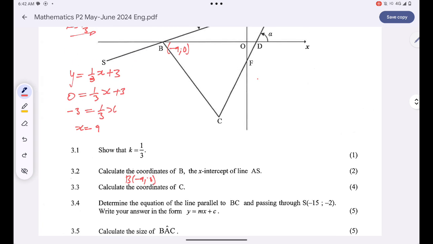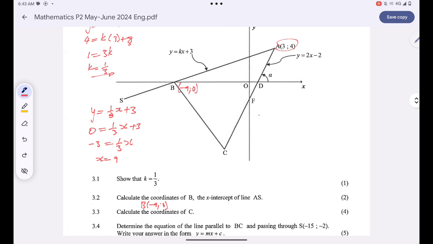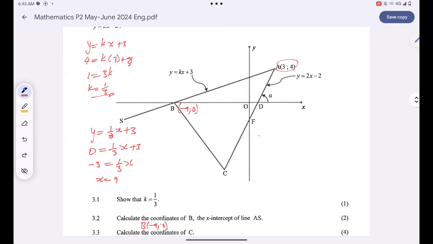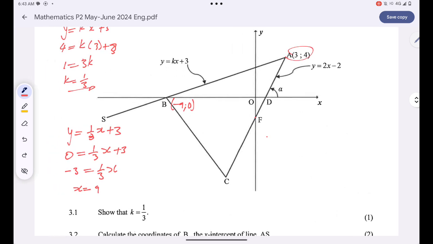Now I'm supposed to find the coordinates of C. Remember that, guys, in the statement I was told that F is the midpoint, right? But before I use F as a midpoint, I must know the coordinates of F. F is the y-intercept of line AC, and since F is the y-intercept, that means the y value at F is negative 2. And on the y-axis, the x value is always 0. So these are the coordinates of F.